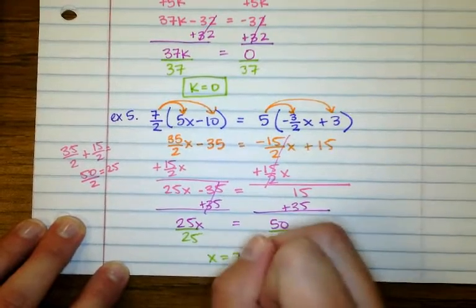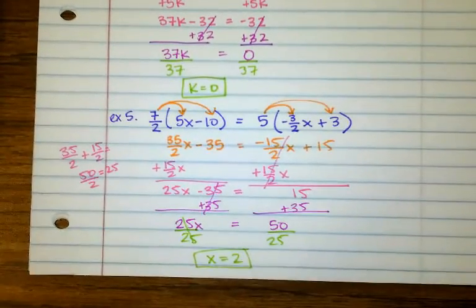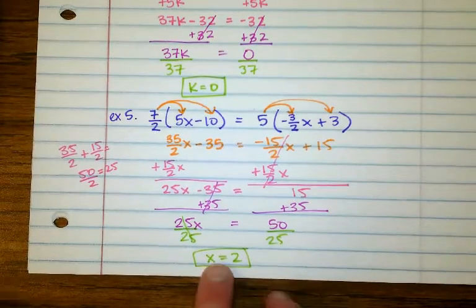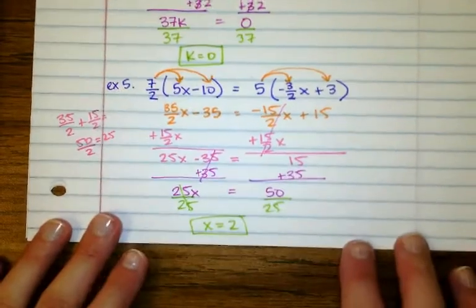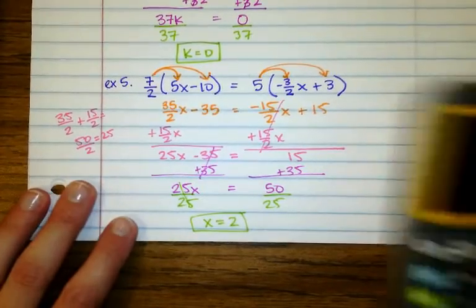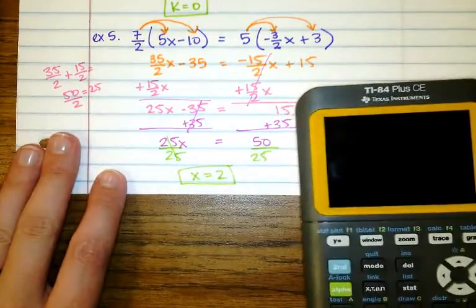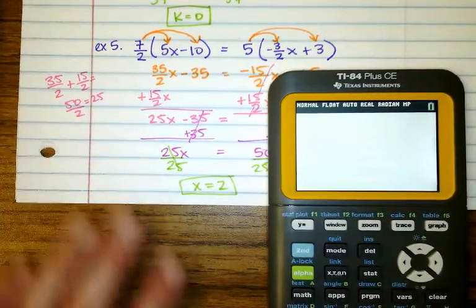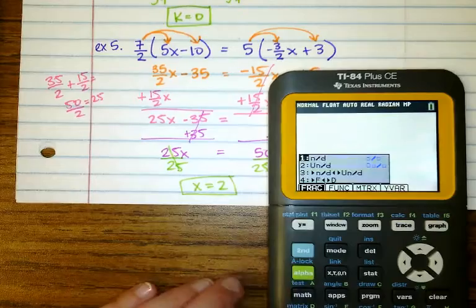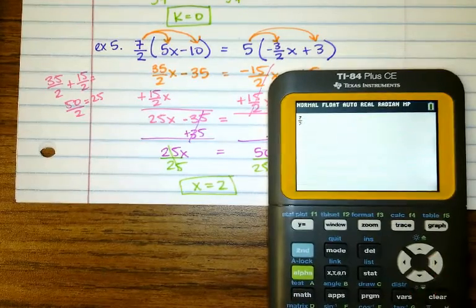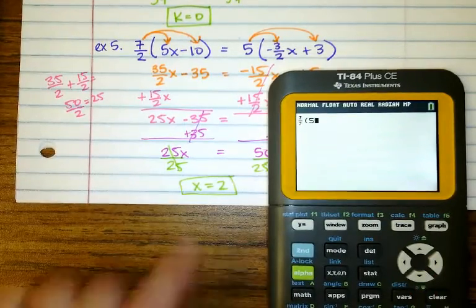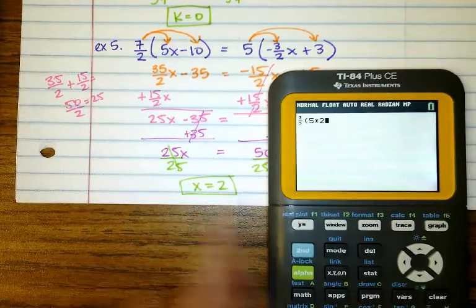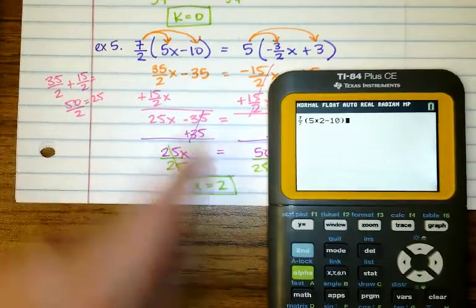Okay? Now, one thing I do want to show you guys is if you wanted to plug these into the equation to check your answer, you can do that. I highly recommend using the calculator to do that, okay? Just because we have it as a resource. So if you wanted to check it, we could say, okay, alpha y equals, I'm going to do 7/2, and then I'm going to do a parentheses, and instead of 5 times x, I'm going to do 5 times 2 minus 10. Close that parentheses up. So I just replaced my x with a 2. And that gives me 0.